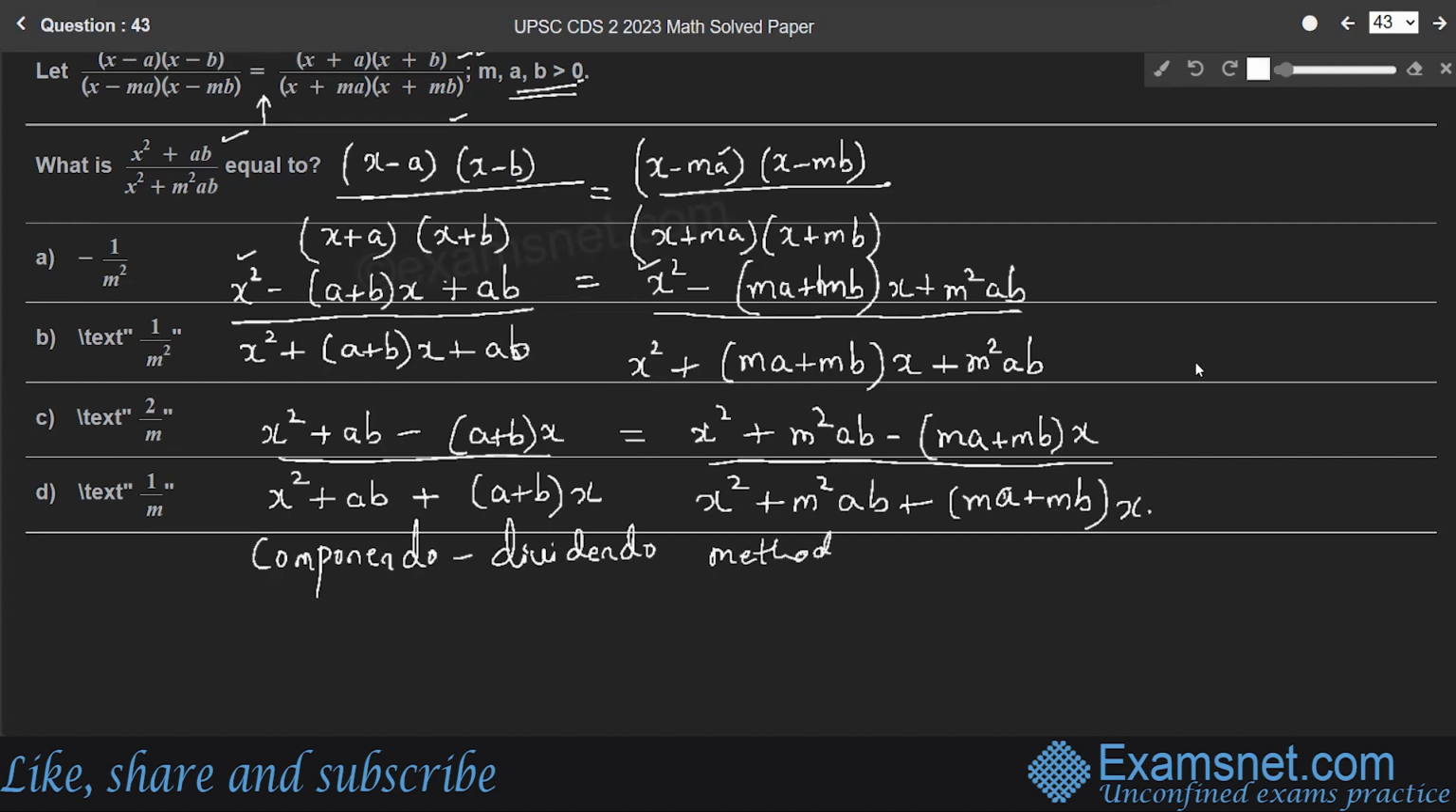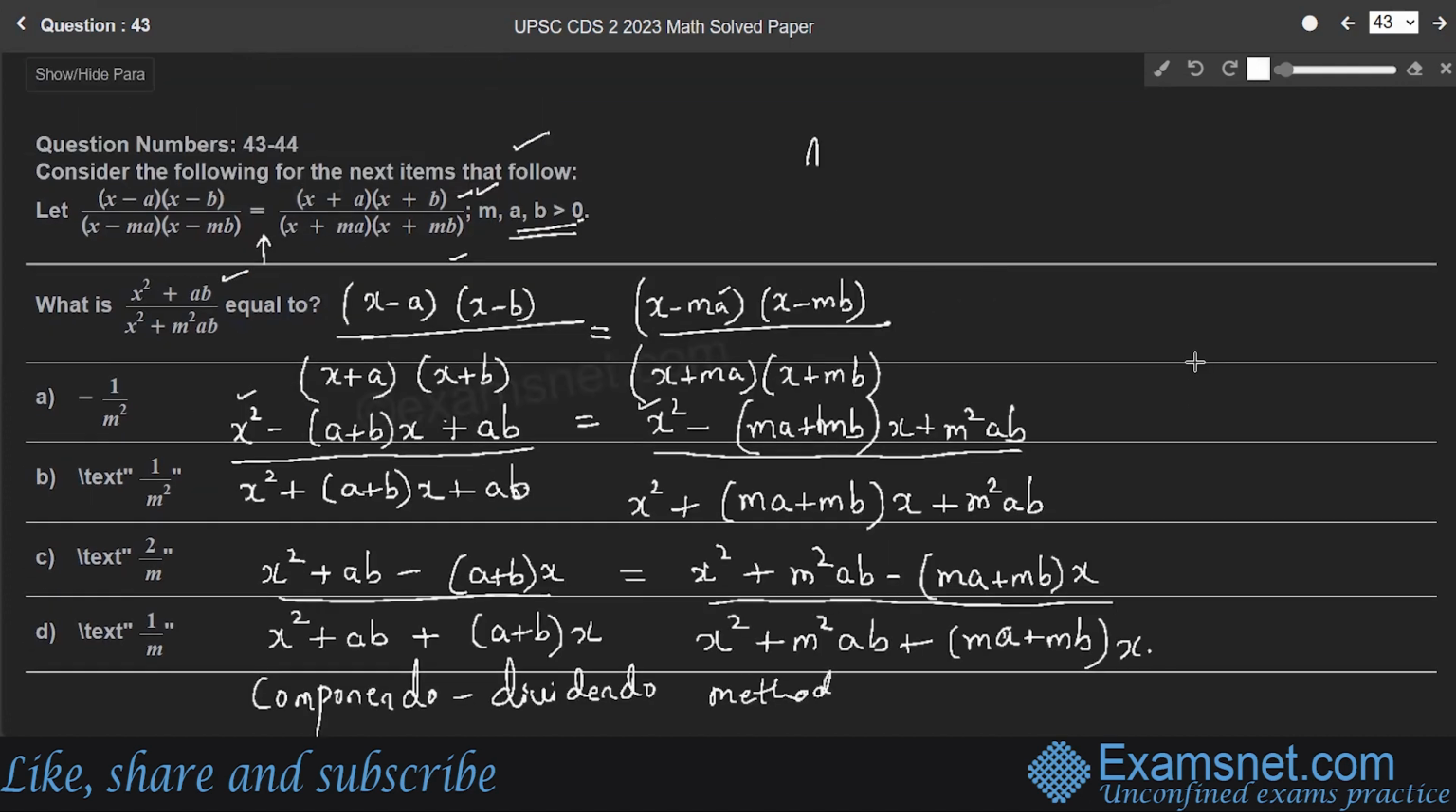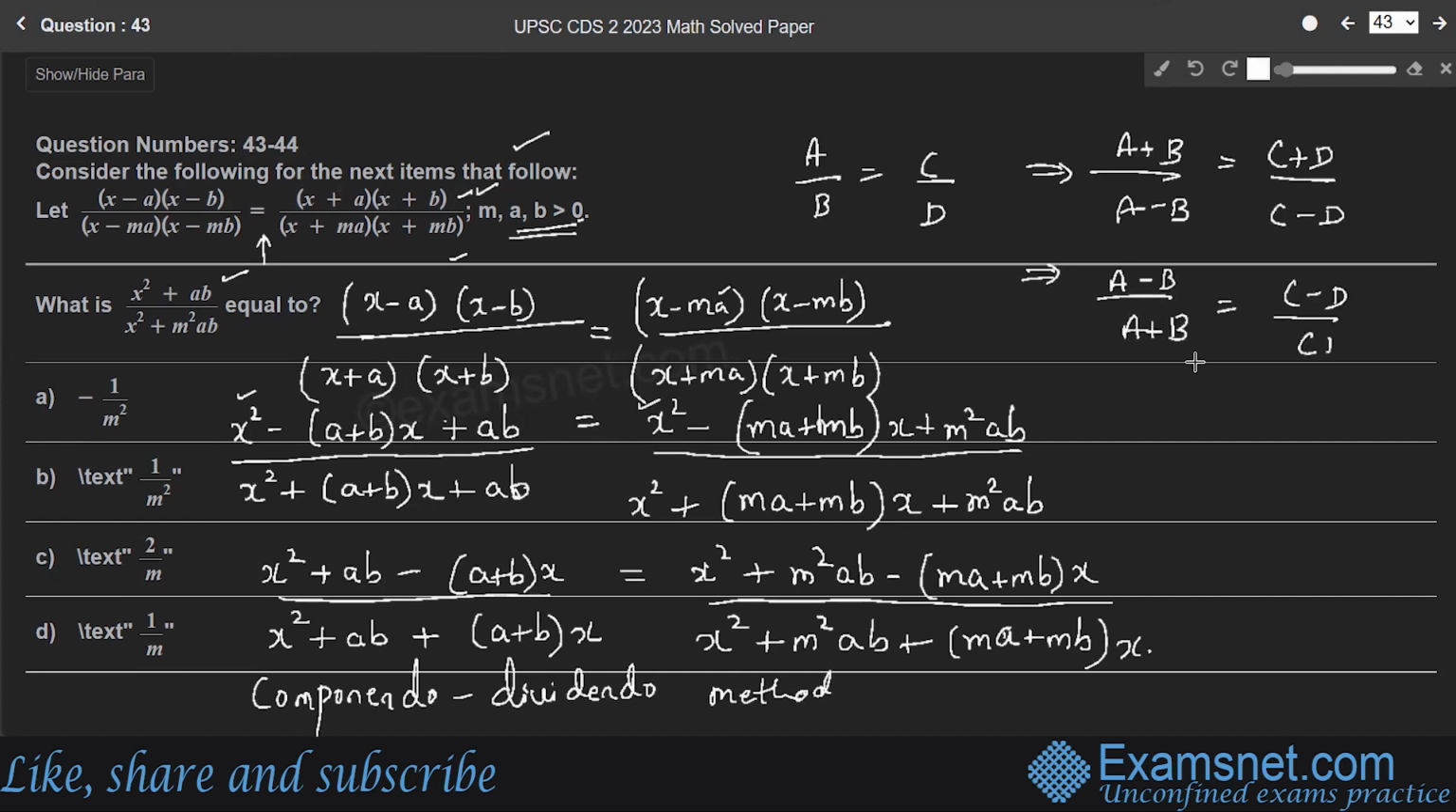According to which, when the ratio of A to B is equal to C to D, then A plus B by A minus B is equal to C plus D by C minus D. Also, you can interchange numerators and denominators. A minus B by A plus B will be equal to C minus D by C plus D. Apply the same rule here.